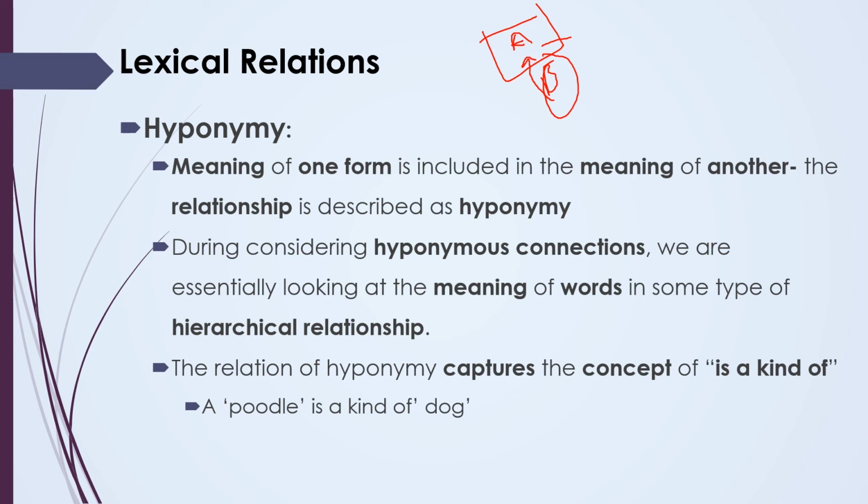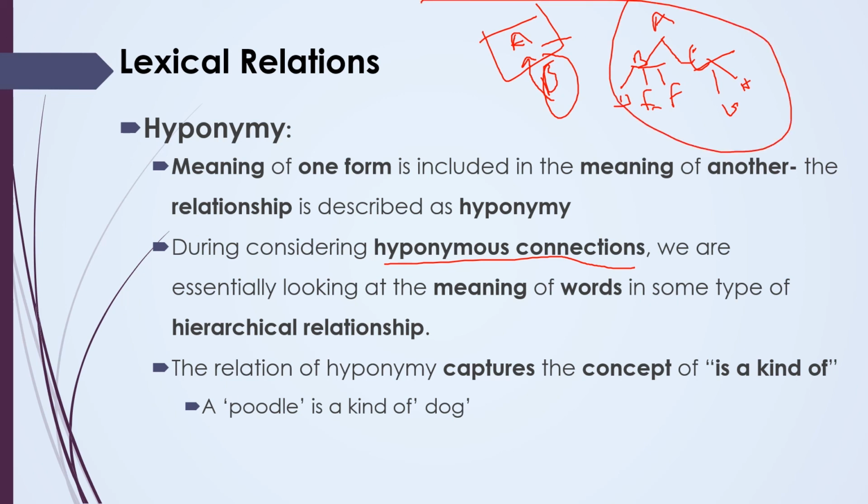And when considering hyponymous connections, we are essentially looking at the meaning of words in some type of hierarchical relationship. Yes, that's what we are referring to. Hierarchical means whenever we have a status and hierarchy. For example, we have first A, and then under A we have B and C, and under B we have D, E, F, and under C we have G and H. This hierarchical relationship is what hyponymous connections refer to.